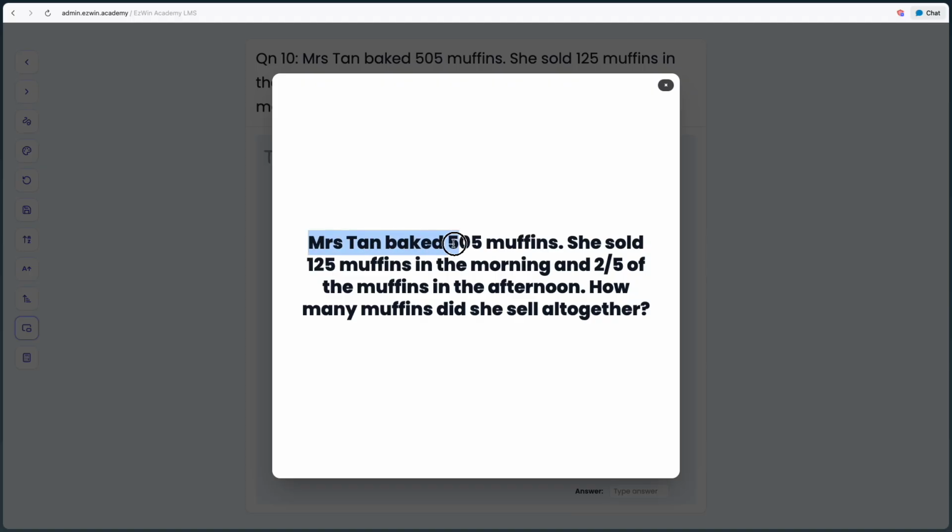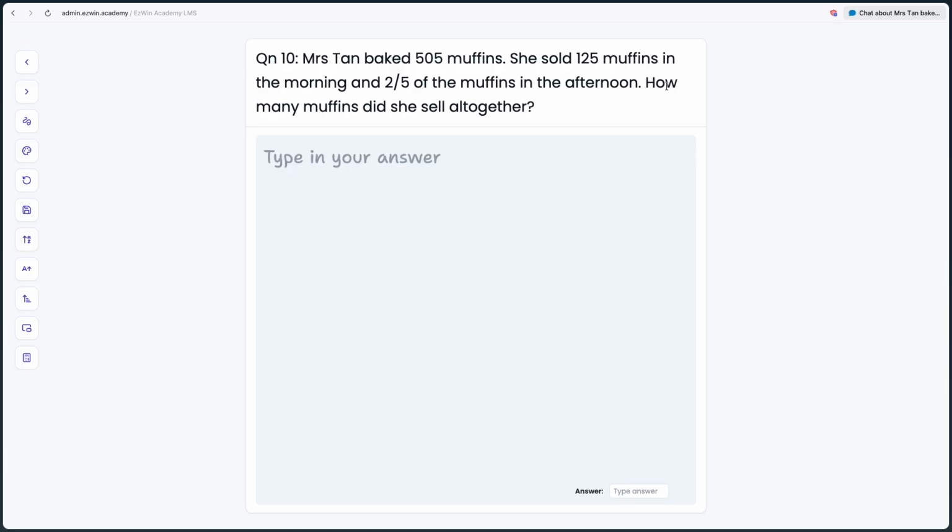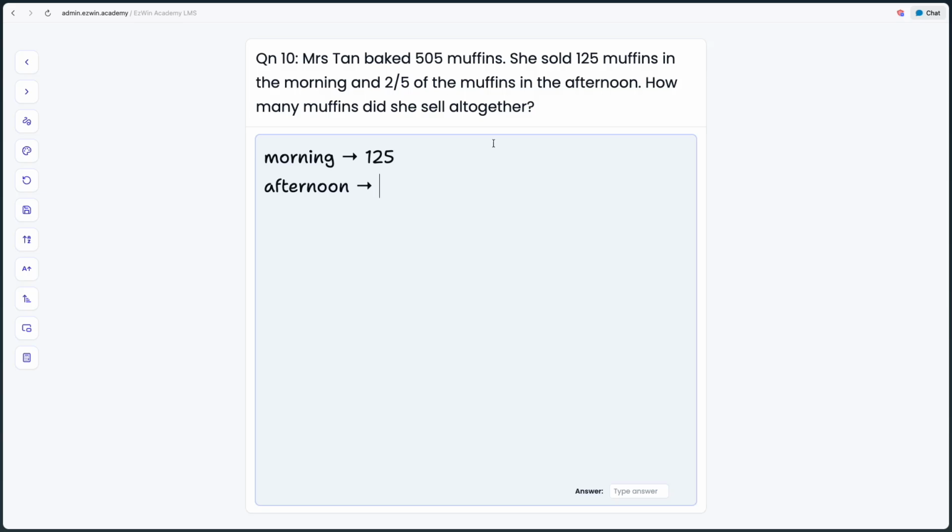Question 10. Mrs. Tan baked 505 muffins. She sold 125 muffins in the morning and 2/5 of the muffins in the afternoon. How many muffins did she sell altogether? So in the morning, she sold 125 muffins and 2/5 in the afternoon. So in the afternoon, she sold 2/5 of the muffins. Okay, so that means, let me put here total, which is 505 muffins.